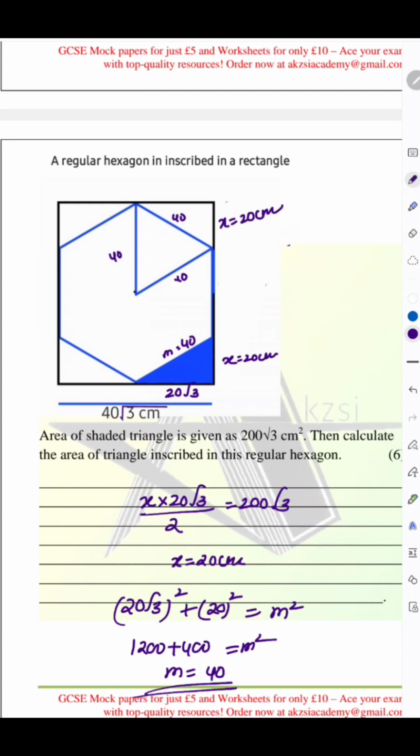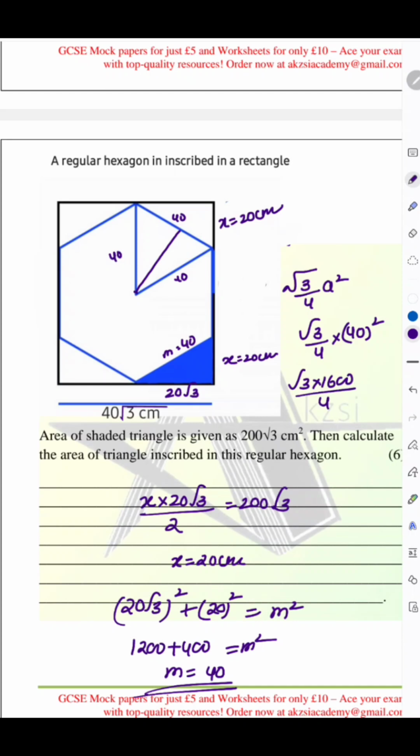And for the area, either you can draw a perpendicular, use Pythagoras to calculate this height and then do half times base times height. Or you can directly apply the formula to calculate the area of this triangle, which is root 3 over 4 a squared. And a we have calculated as 40. So this will be root 3 over 4 times a squared, which is 40 squared, that is 1600 by 4.